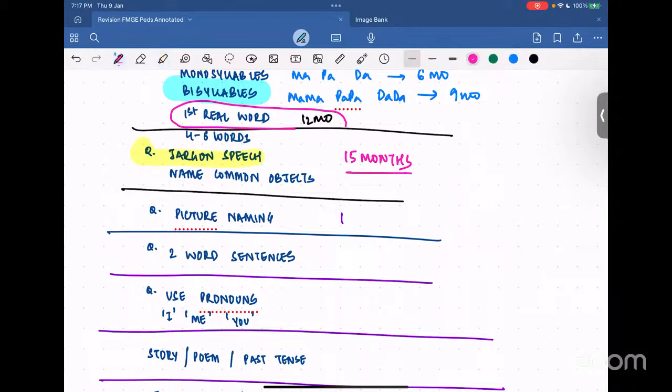Then comes picture naming. If you show a picture to the child and ask the child to name it, the child would be able to name it by 18 months of age. By 2 years, 2 word sentences would be formed. Pani do, khana do, give food, give water, right? Go away. These are all 2 word sentences. The child can make this at 2 years of age.